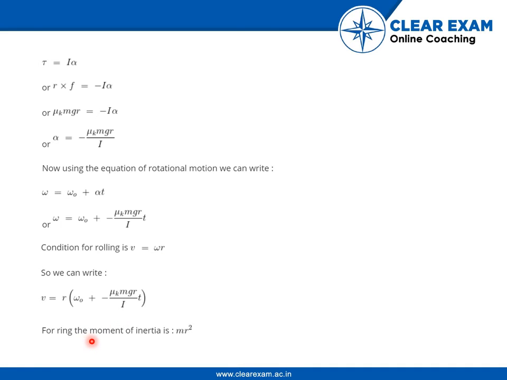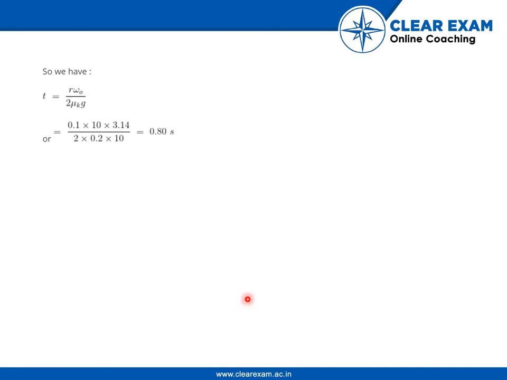For the ring, the moment of inertia is m r square. So we have t equals r omega naught divided by 2 mu k into g. Putting in all these values, we get the t to be 0.8 second.